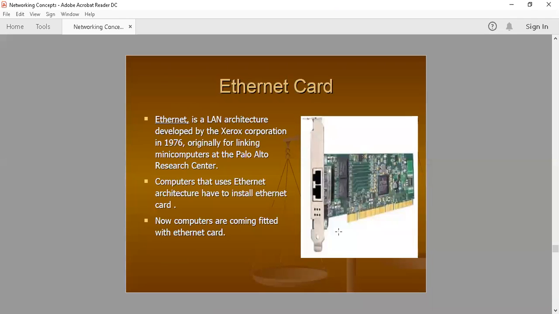Ethernet card. If the onboard card gets damaged, then you can use an Ethernet card also.